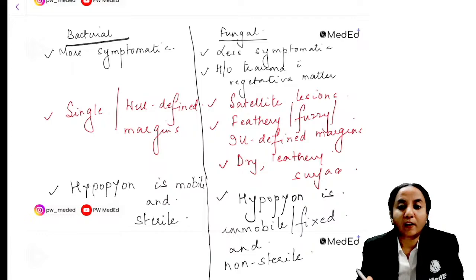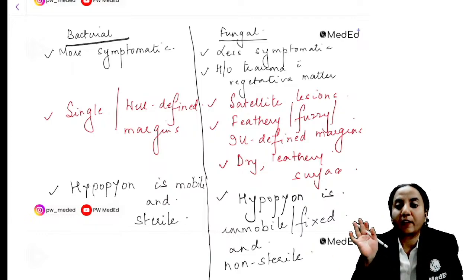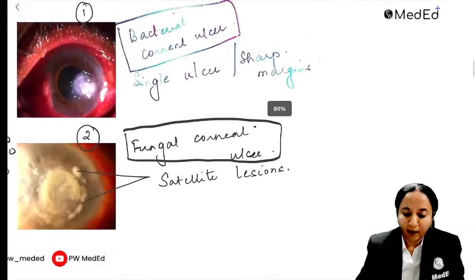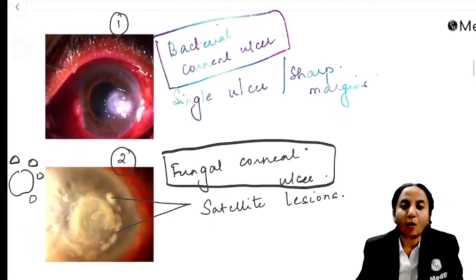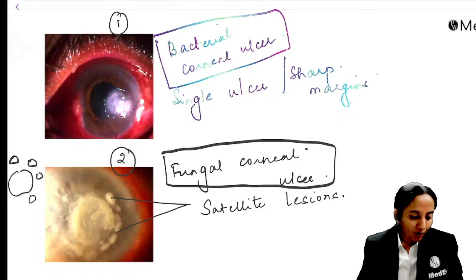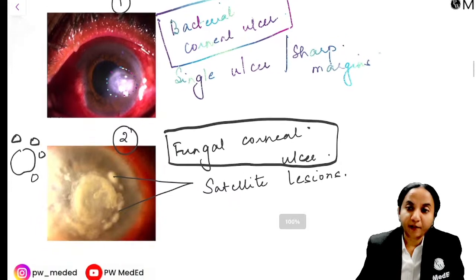So if you get a case-based question, these keywords are always there. And if you get an image-based question, I told you there are two things to look at: whether it is a single ulcer or there are satellite lesions, and whether the margins are sharp or not sharp. Okay? Is this clear to everyone? Everybody has understood this part.